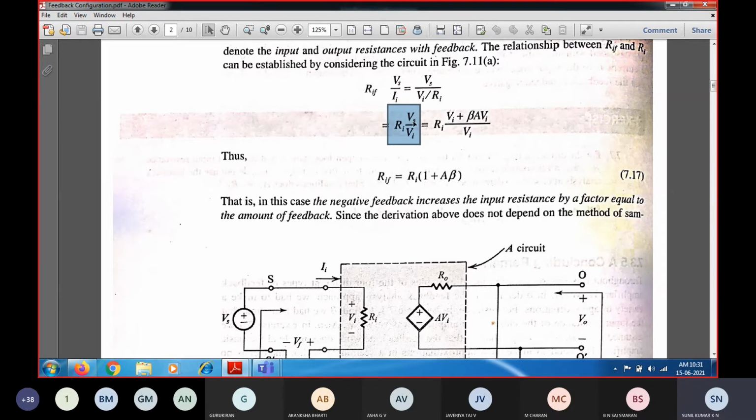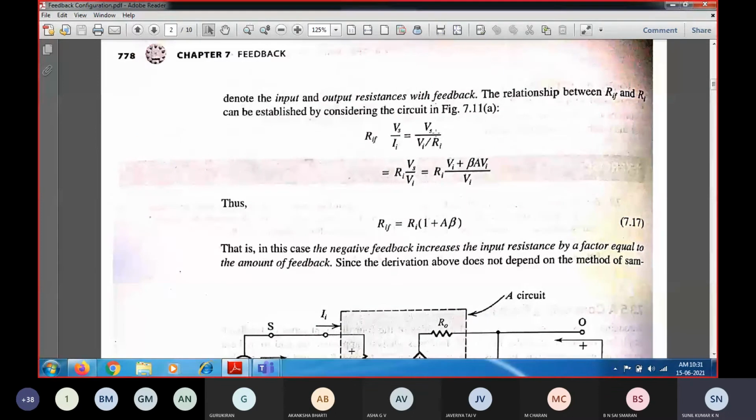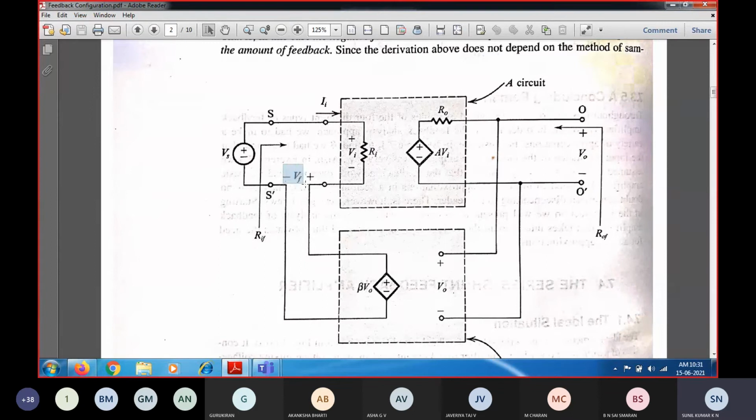Now we can see Vs by Vi. Vs minus Vf is equal to Vi, so I want the expression: Vs will be equal to Vi plus Vf. That is the input voltage Vi plus the feedback voltage Vf. So what is this Vf? Vf is the output of the feedback network, so Vf will be equal to beta times V naught.